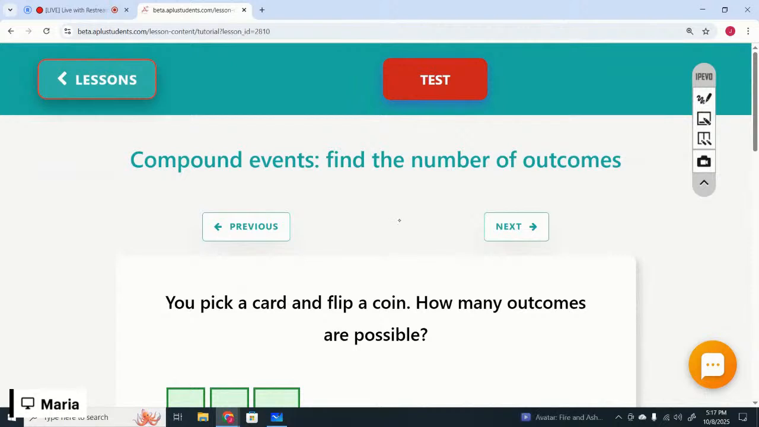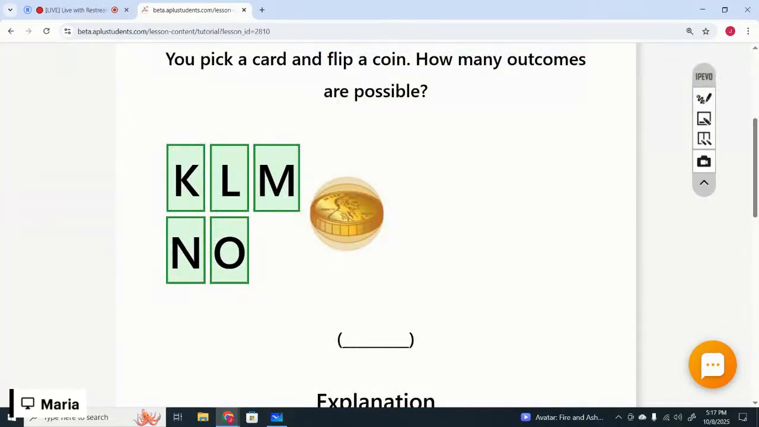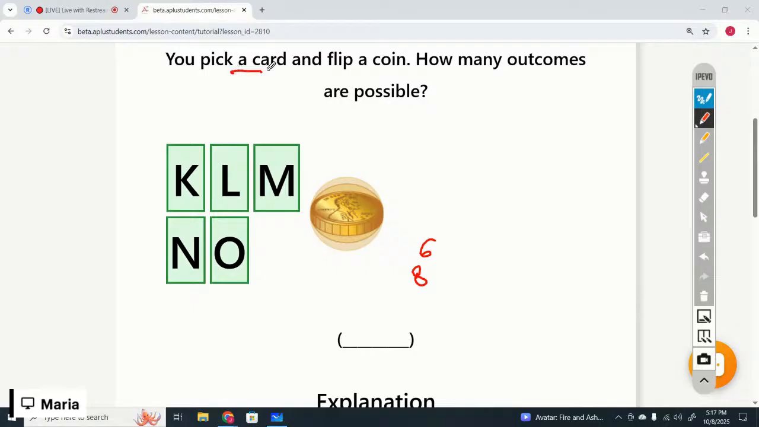You pick a card and flip a coin. How many outcomes are possible? So compound events means more than one event, right? Whenever you are going to work on compound events, that means you have more than one event. Like here, you pick a card and flip a coin. We have two events here. One is we're going to pick a card. The second is we're going to flip a coin.